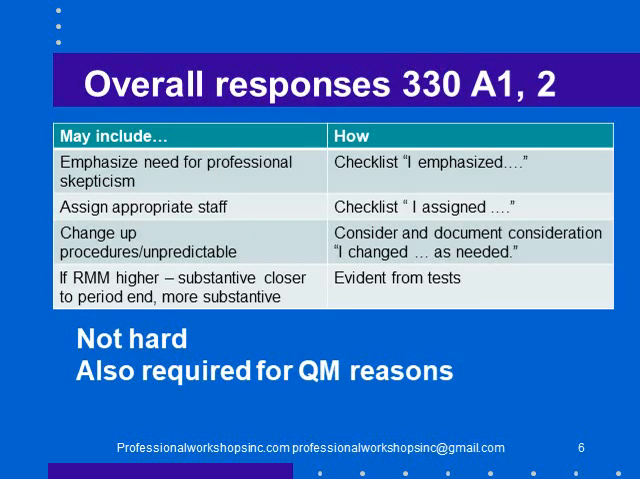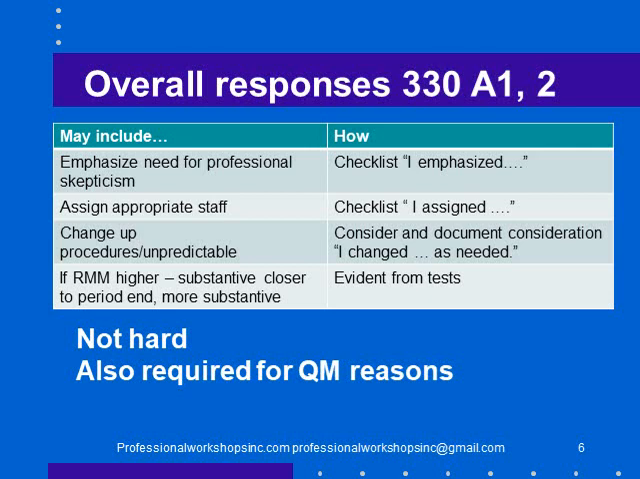Now, overall responses, we have to look in the appendixes, emphasize the need for professional skepticism. Oh, it says it may include. We may decide to emphasize the need for professional skepticism. So I'm going to have a checklist prompt that says I emphasized it. And I'm going to assign appropriate staff as opposed to assigning inappropriate staff. Checklist step that says I assigned appropriate staff.